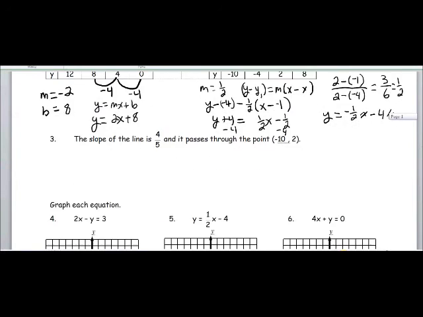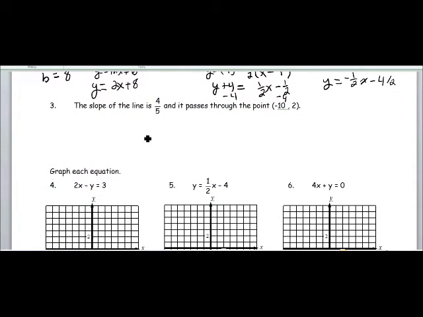Alright. Number 3. The slope of a line is 4/5. So my slope, I'm going to write m equals 4 over 5. And then it passes through the point (-10, 2). So again, we use that formula, y minus y1 equals the slope times x minus x1. Now, we only have 1 point, so we have to use this one.